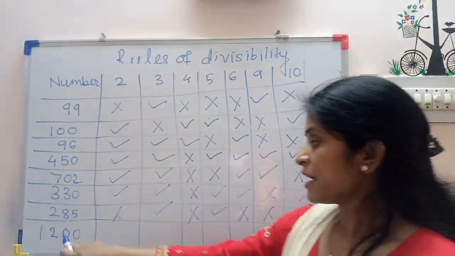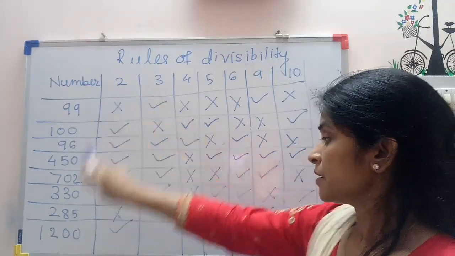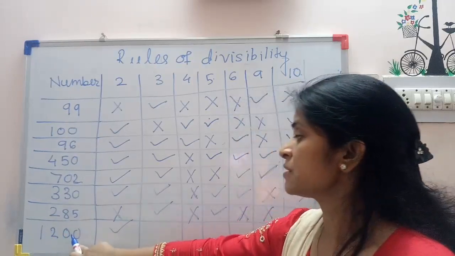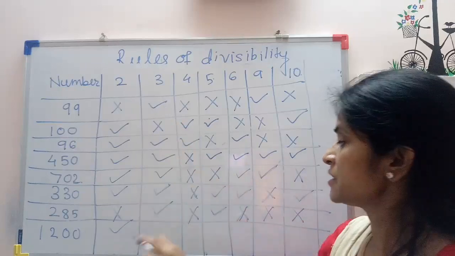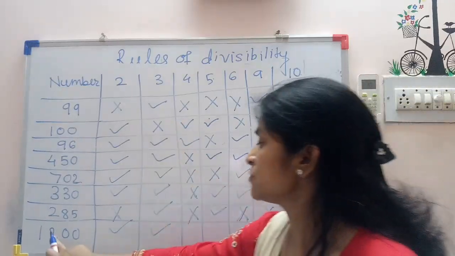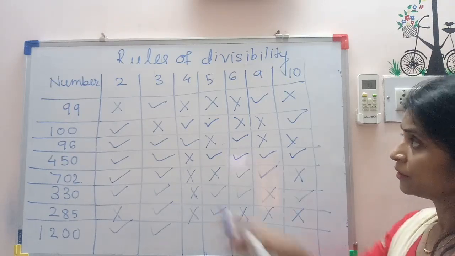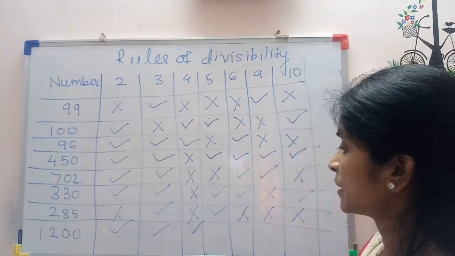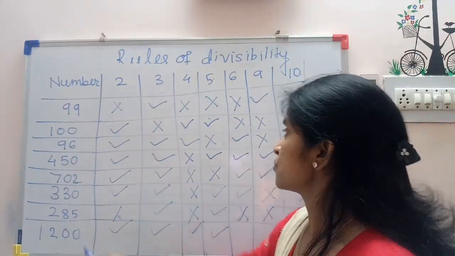Now, 1200 is divisible by 2 because it ends in 0. It is also divisible by 3 because when we add all these digits, the sum of the digits is 3. So, 3 is divisible by 3. So, 1200 is divisible by 3. Now, the given number is also divisible by 4. The given number is also divisible by 5 because it ends in 0.